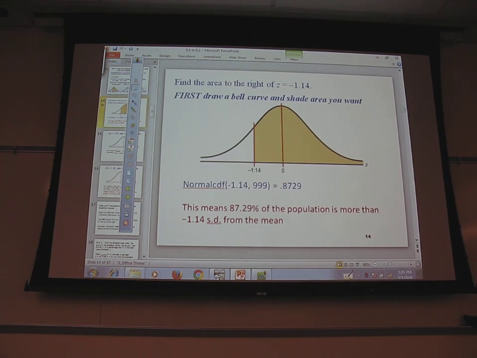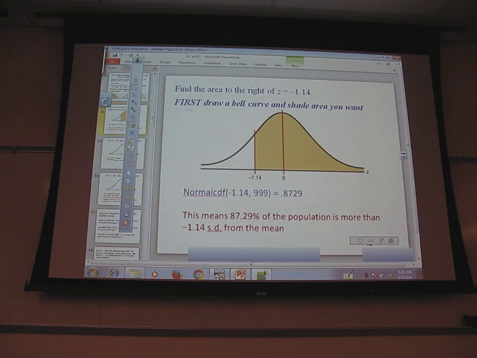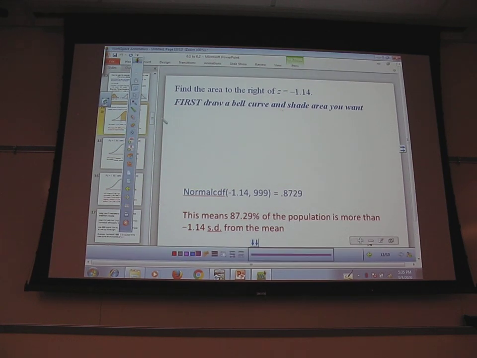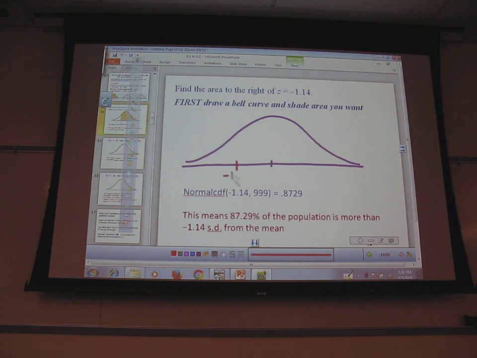We did this one last class too, so I'll go through it quickly in case people forgot. The first thing I want you to do, everybody pay attention: draw a picture. On the exam, these pictures are worth points. If you don't draw your pictures, you're going to lose points. So draw your hill, a line down, and a tiny notch in the middle where your mean is. Then put in the z-score you want. Here I want the right of negative 1.14. Is that on the left or the right? Left. So put negative 1.14 somewhere on the left.